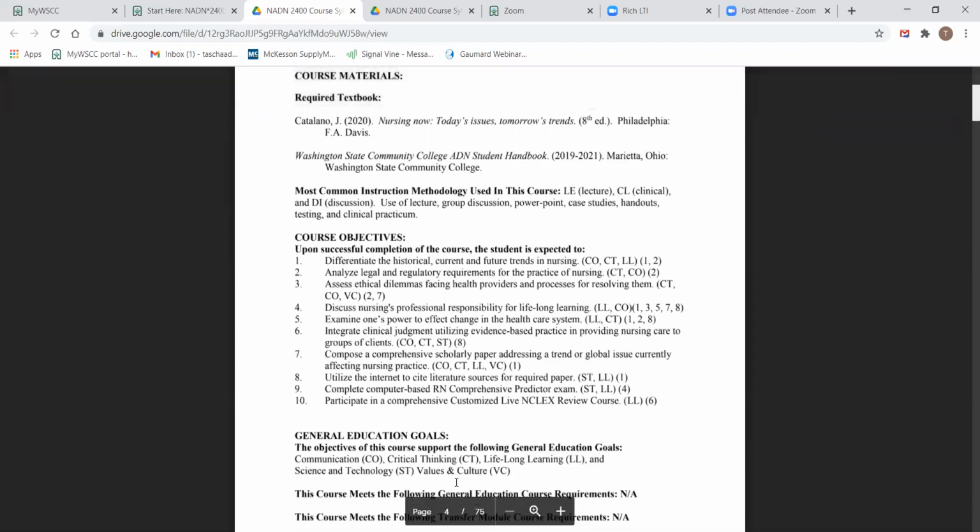We are going to differentiate the historical, current, and future trends in nursing, analyze legal and regulatory requirements for the practice of nursing, assess ethical dilemmas facing nurses and the processes for resolving those, and discuss the nurse's professional responsibility for lifelong learning.